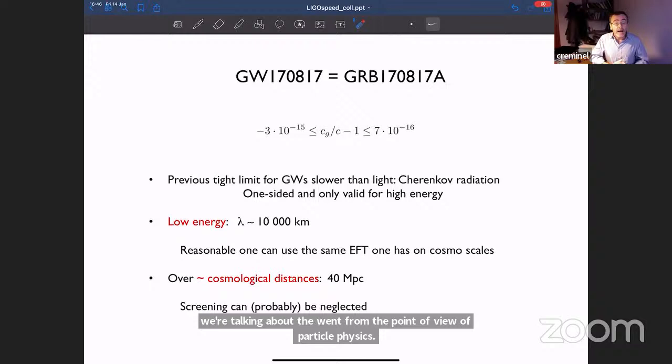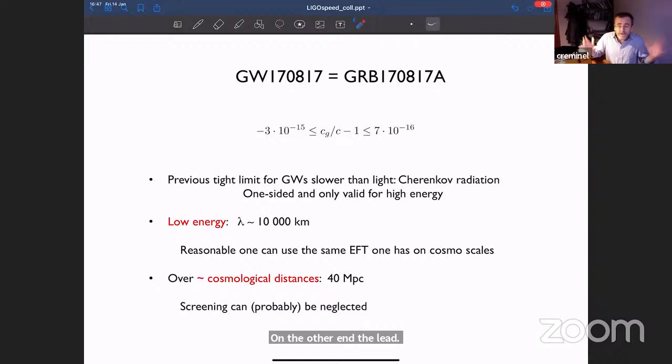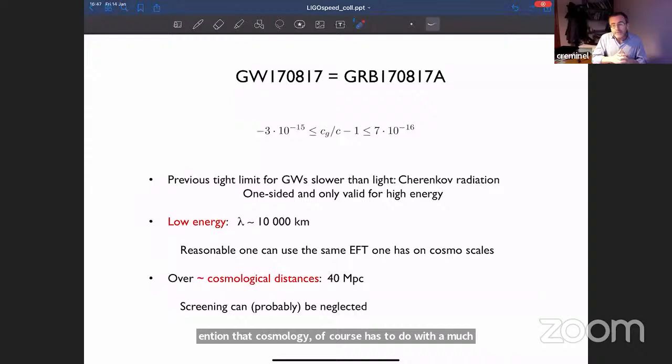On the other hand, let me mention that cosmology, of course, has to do with much bigger scales. So it is reasonable that the same effective theory that describes these events is also applicable for even larger scales. But of course, it's a caveat, because we're talking about quite different scales. So it could be that you cannot use the same effective theory. Another important point to stress is that this particular event is very far away, compared, for instance, to our galaxy.